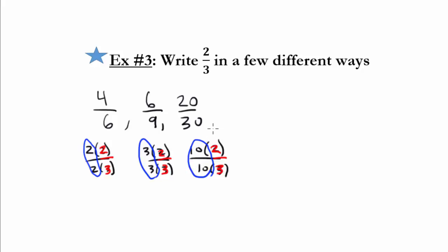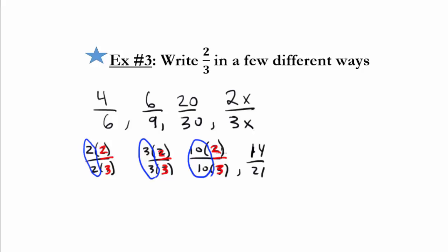So another way that I could write 2/3 is as 2 times x over 3 times x, where x is any number that's not equal to 0, because we can never divide by 0. But, for example, 2 times 7 is 14, 3 times 7 is 21, and in fact, 14 over 21 does equal 2/3 as well. These are all possible examples.